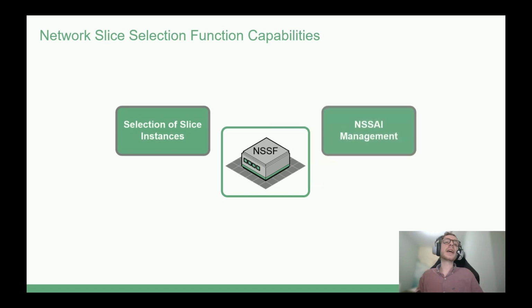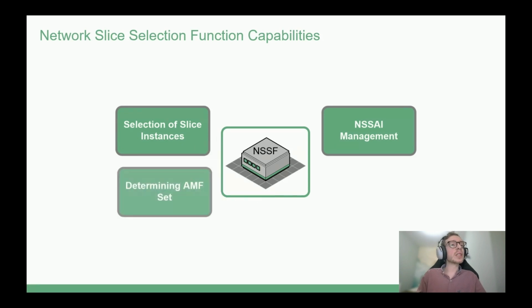In addition to this, the network slice selection function provides NSSAI management. So network slices may only be allowed in certain areas, and so it supports the process of identifying if that user equipment is allowed to utilize that network slice within a certain area.